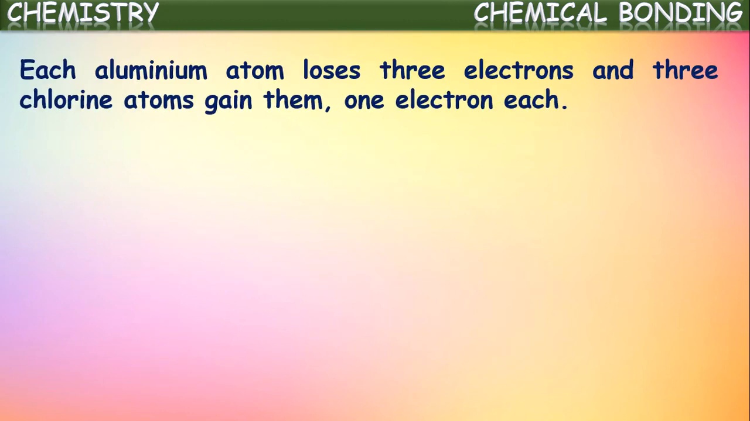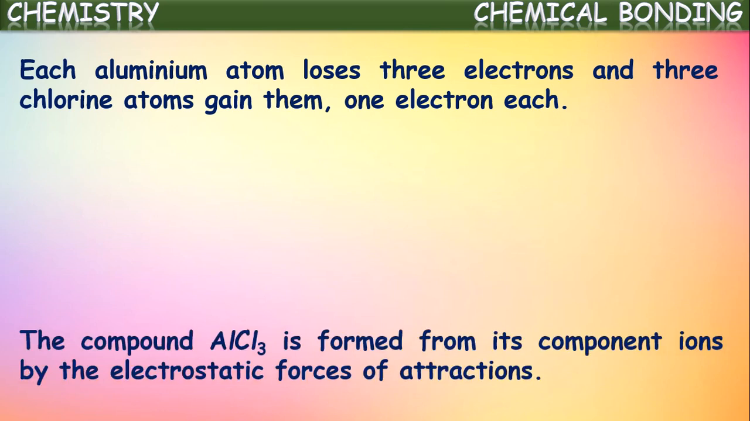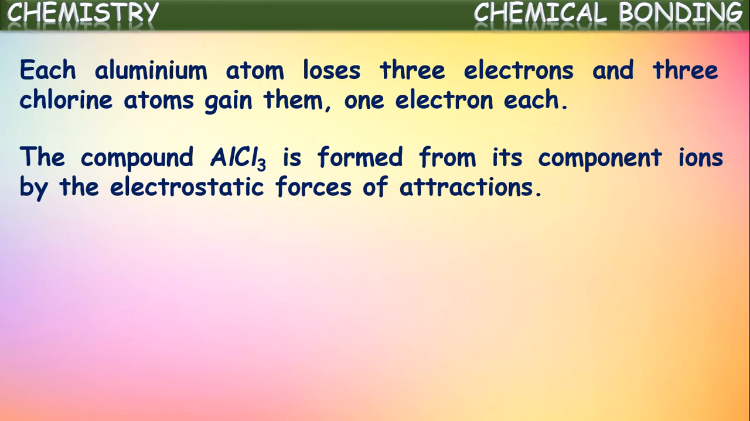Now, each aluminium atom loses 3 electrons and each chlorine gains 1 electron. The compound AlCl3 is formed from its component ions by the electrostatic force of attraction. So in this way, 1 aluminium ion and 3 chlorine ions join together by the transfer of electrons, and hence the aluminium chloride compound is formed. Okay, that's about some examples which explain the formation of ionic bond by the transfer of electrons.